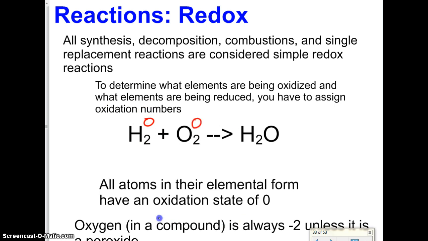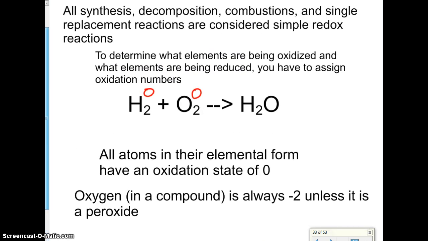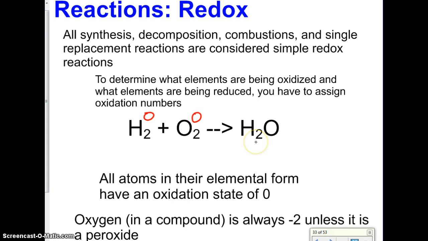Okay. In compounds, oxygen is always a -2 unless that compound is a peroxide. In this case, this is not a peroxide. Peroxide is a polyatomic ion, O2 2-, which we don't use a lot anyways. So in this case, oxygen would have a -2 oxidation number. Hydrogen, in this case, is going to have a +1. That can be calculated by looking at the fact that this compound, water, is neutral, meaning all the oxidation numbers have to add up to equal 0. Oxygen is -2 because of our rule. There are 2 hydrogens canceling out that -2, so each hydrogen must be a +1.